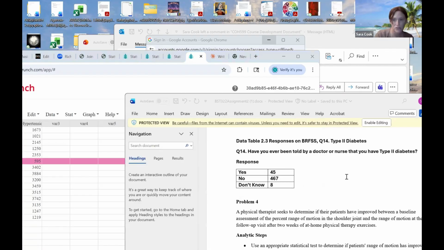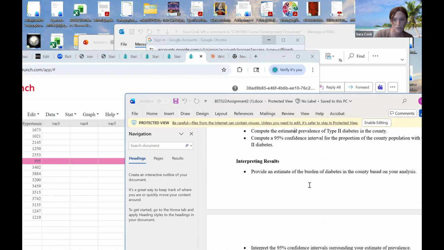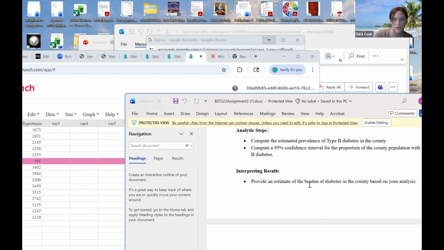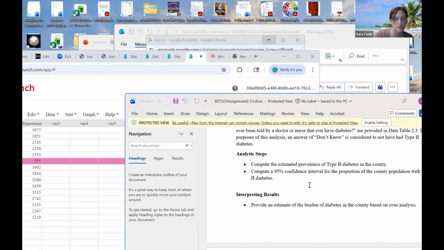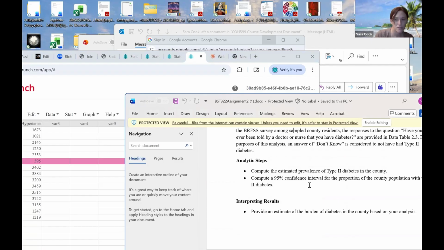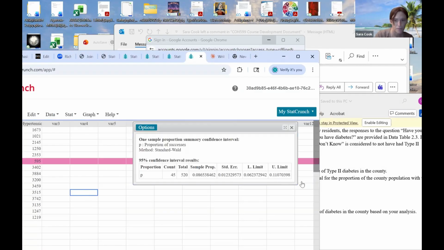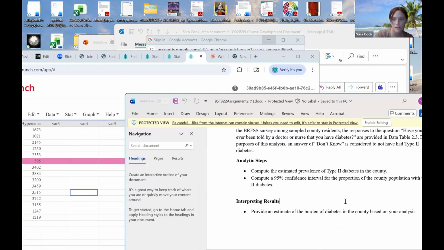So this is a little tricky how the data is set up, but confidence intervals for proportions are very similar to how you interpret a confidence interval for a mean. You're saying the true population proportion is somewhere between 6.2% and 11.1%. And the formula for a confidence interval for a proportion is actually a little different, and you don't need to know that for the purposes of doing this.